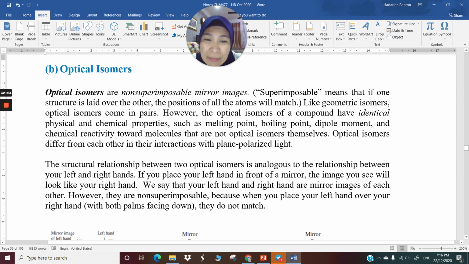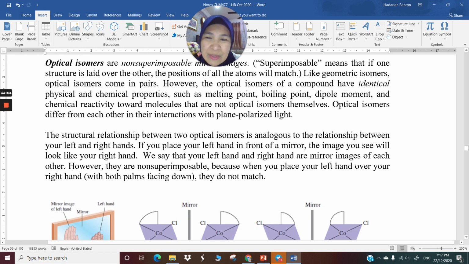Now, however, the optical isomers of a compound have identical physical and chemical properties. They have the same melting point, the same boiling point, the same dipole moment, and the same chemical reactivity towards molecules. Optical isomers differ from each other only in their interaction with plane polarized light. Yeah?